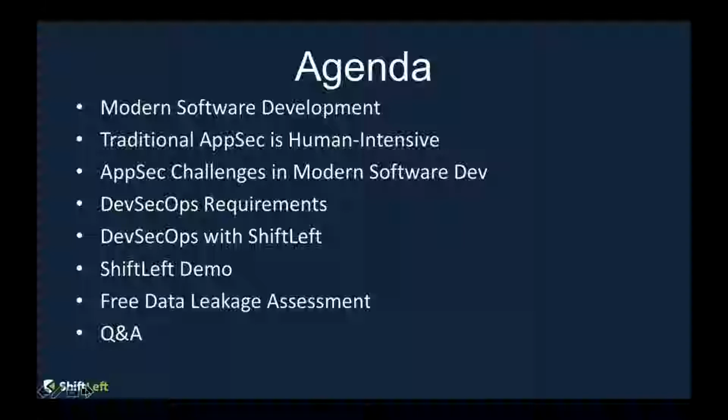So today we want to talk about what are the characteristics of new modern software development and how traditional application security has been mostly human intensive. What are the challenges of application security in this modern world of development? What are the DevSecOps requirements for the new software development world? How does ShiftLeft help you with DevSecOps? We'll do a demo of ShiftLeft and walk you through a data leakage assessment that we have for all the attendees of the webinar, followed by Q&A.